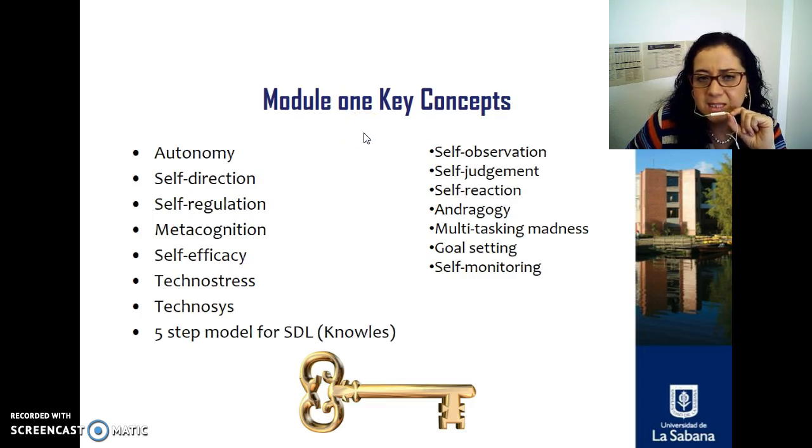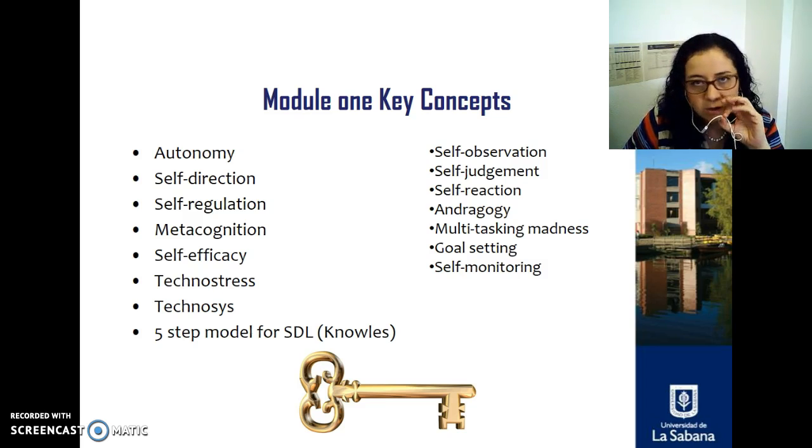So remember the key concepts for the module. We are going to work on all of these through the readings. Technostress and technosis are two things we didn't touch in this presentation. Also, andragogy and the 5-step model of self-directed learning, you're going to read in there. Remember that you need to construct your mind maps in a way that your classmates understand them and they are very clear. So that's why you're also doing the screencast to help your classmates understand your thinking.